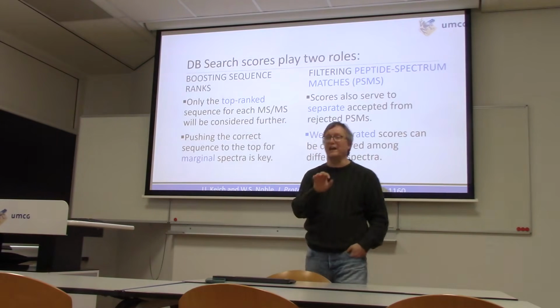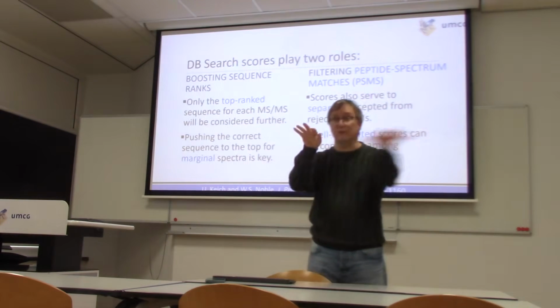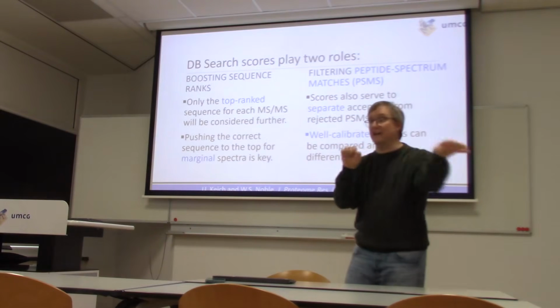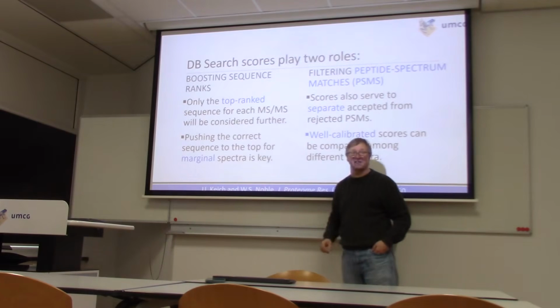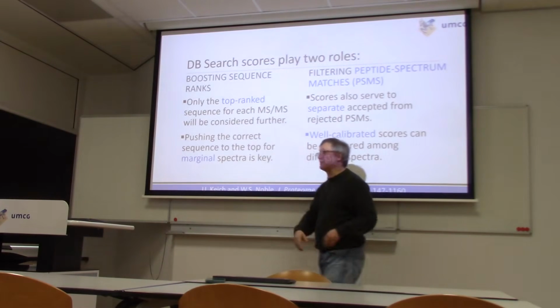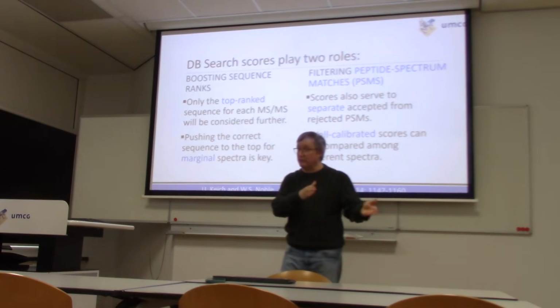You still rely on having a good fragment series, a good series of B ions and Y ions in the MSMS, or identifying it is not going to be very successful. Dealing with marginal spectra then really separates the good algorithms from the poor ones.